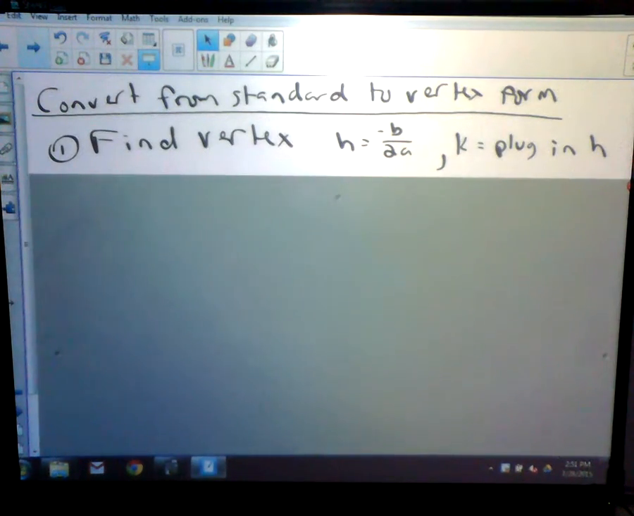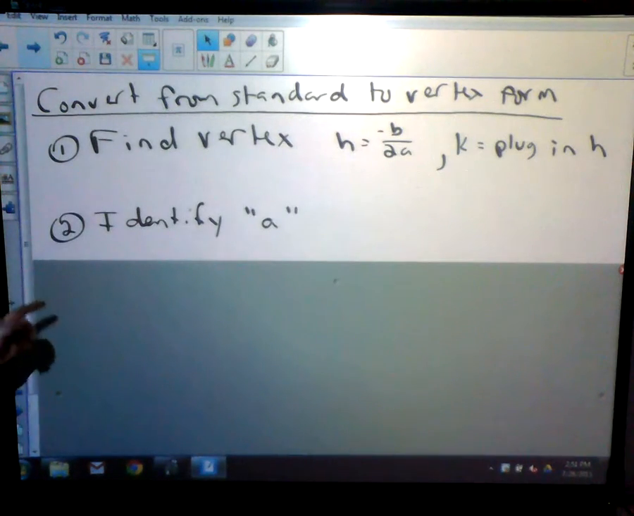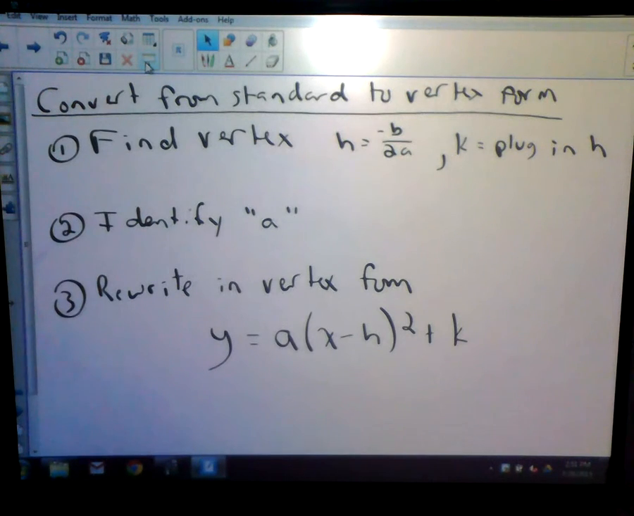How do I convert from standard form to vertex form? Find the vertex, identify a, and then rewrite the problem in vertex form. Once you have the vertex, it's very, very easy to write in vertex form.